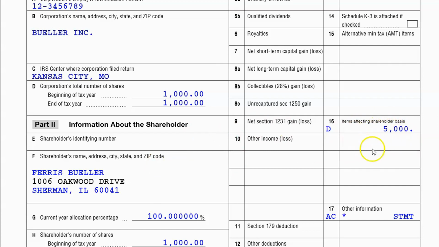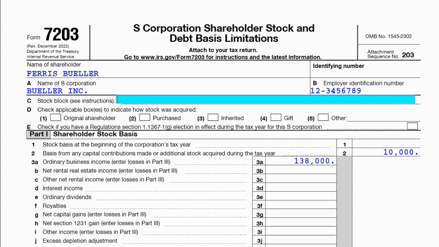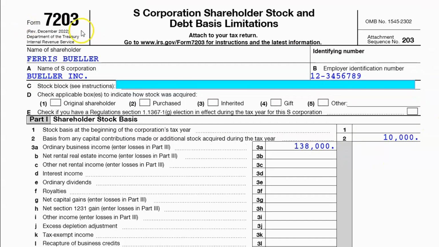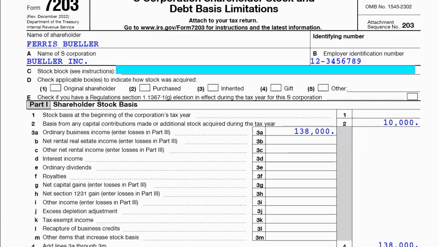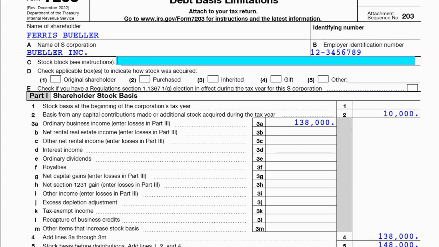Okay. And then the last thing I'm going to cover here is the stock basis. It can get complicated, but I'm going to keep it simple. So here's the 7203. Ferris is going to use this on his personal return. So you got the basis, right? He started out, he put in $10,000 to start the business. Okay. So that adds to his basis. That's a good thing. Then he made income during the year, $138,000. That also adds to his basis. So before taking any distributions, he has $148,000 of basis.